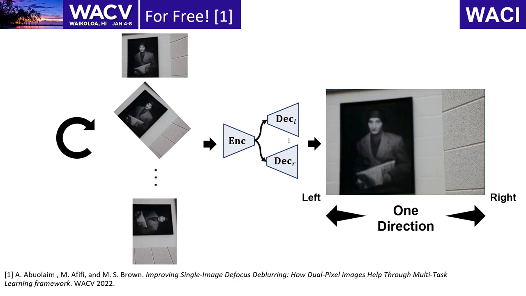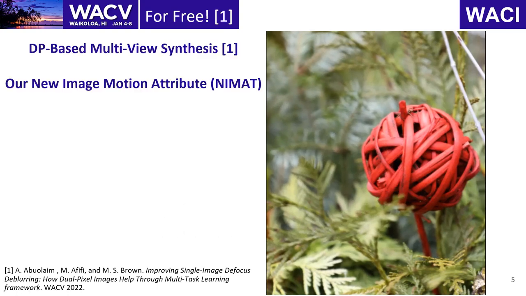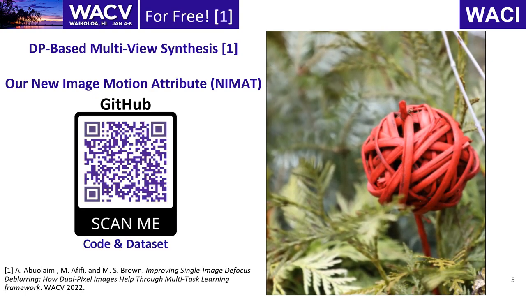Then by rotating the input image and feeding it to the network that is trained on a single defocus disparity, we can get two sub-aperture views for each rotated image. In particular, we can synthesize multiple sub-aperture views from a single input image, and by alternating the synthesized views, we can get this nice new image motion effect or dynamite effect. For more details, you can scan the QR code of our recent work that first introduced the dynamite effect.